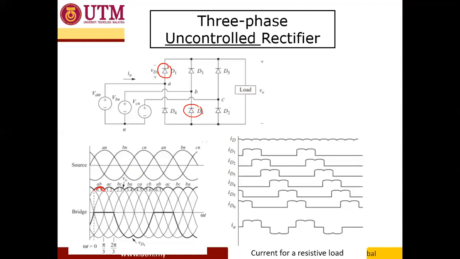Then let's look at the second pulse. For the second pulse, we see that VAN is still the most positive, so D1 will remain on. For the lower group of diodes, we can see that VCN is the most negative value, which corresponds to D2. So for the second pulse, D1 and D2 will turn on. That is how we determine which diodes turn on.